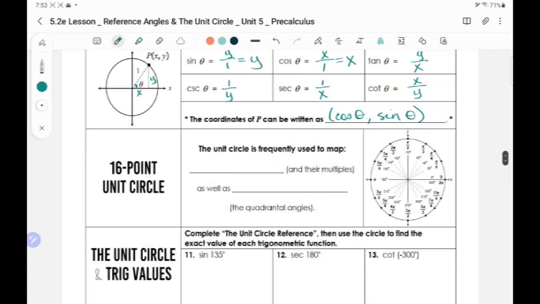Okay, so here we go. The unit circle is frequently used to map 30, 45, 60 degrees and their multiples, as well as 0, which is the same as 360, 90 degrees, 180, and 270, the quadrantal angles. Remember, we just talked about that word. So you can see this little map over here in the corner. We get exact values for each one of these angles.